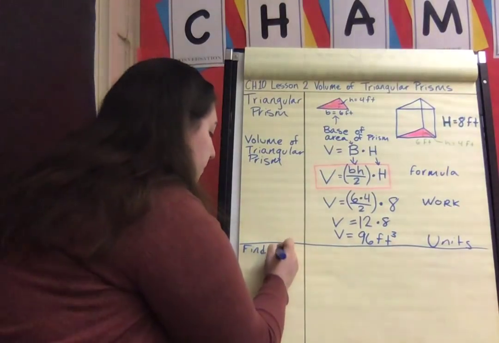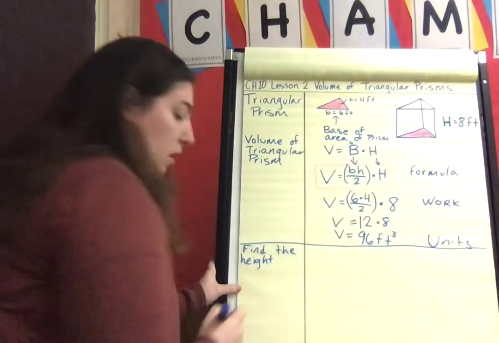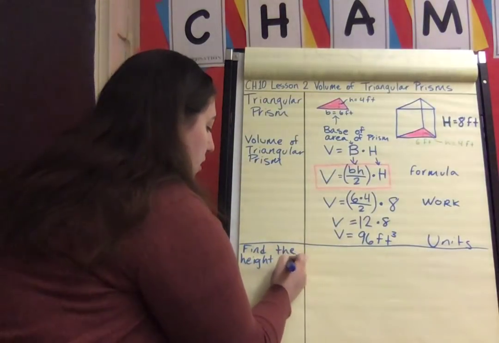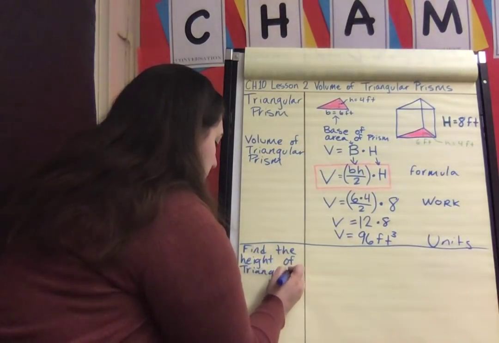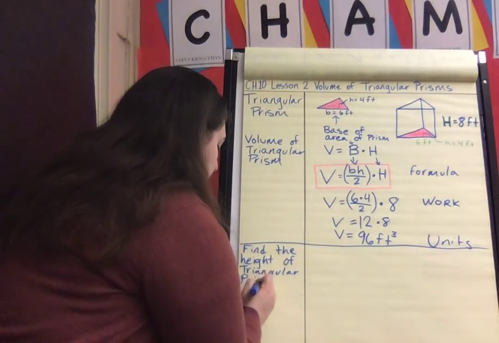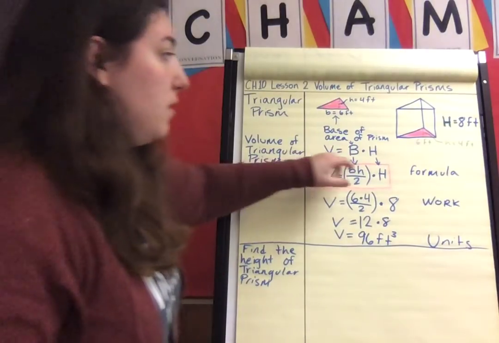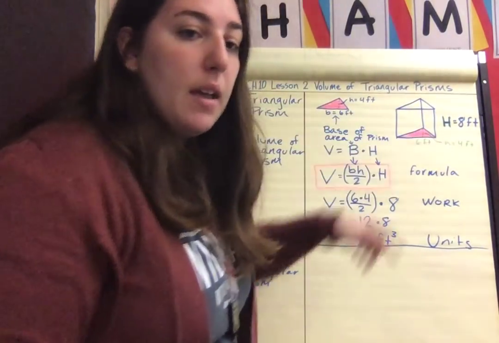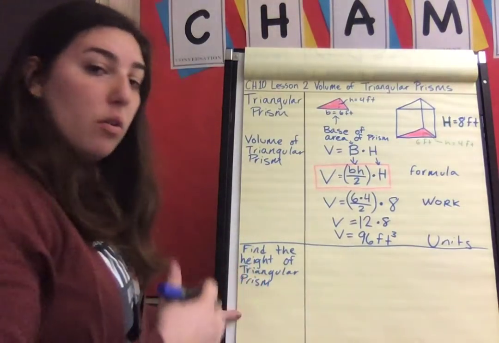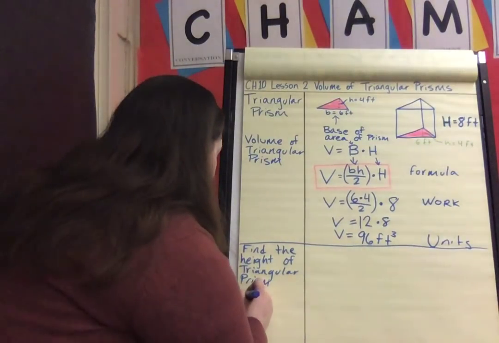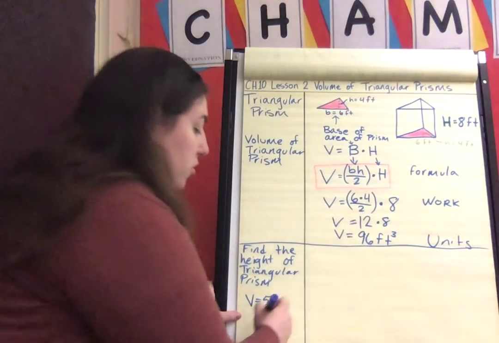Okay, so find the height of the triangular prism. Okay, so that's what we're going to be doing. What is missing is going to be the height. Okay, so that's what we'll be finding. We know the volume. The volume is 55 inches cubed.